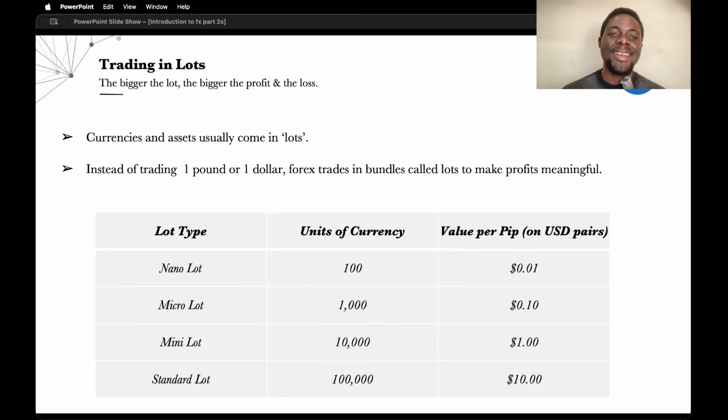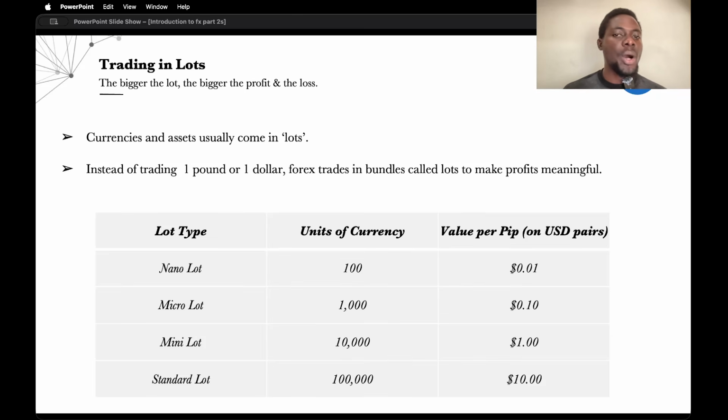You understand? Yeah, but if that's what you have, then boom, you can go with it. Do you understand? But it's likely not going to yield that return that you are looking for. I'm not saying it's impossible, I'm just saying it's likely not. Do you understand? So currencies and assets usually come in lots.